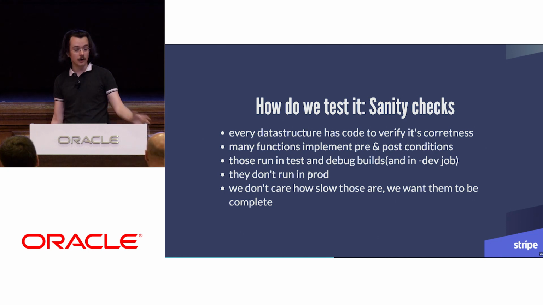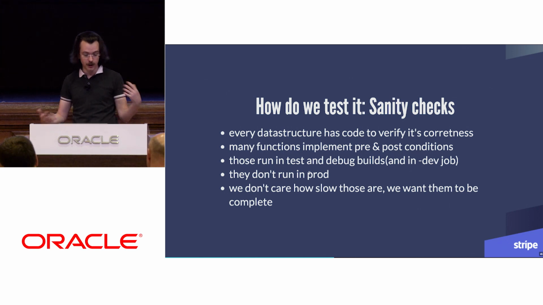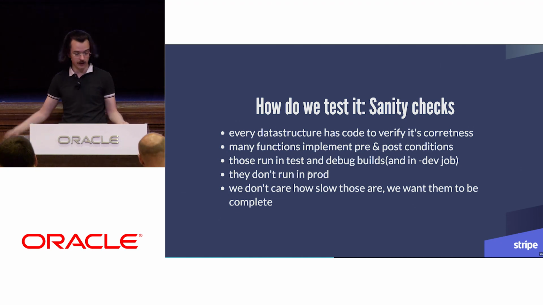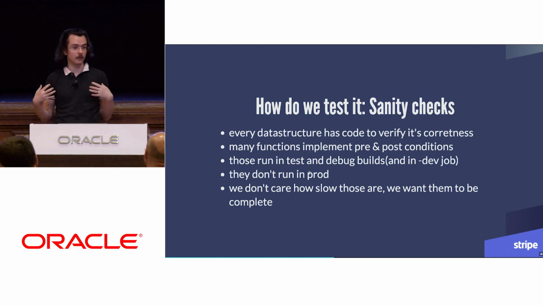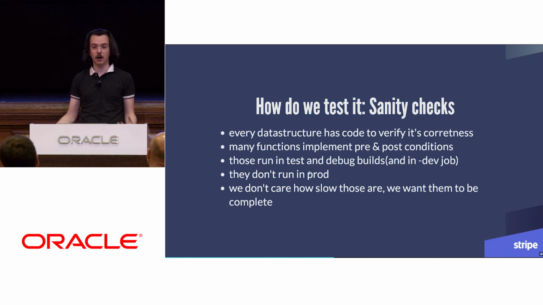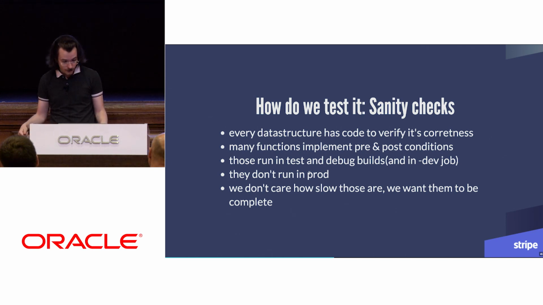Every data structure that has at least some lifetime has a way to verify itself. Many functions implement pre and post conditions through enforces, and those run in debug builds, and they used to run on our mono repo in a dev job that used to take longer than the normal one. They do not run in prod. The intention here is to make it so that the developers don't feel threatened to write costly code there. Rather, they can write whatever they want so that they have as much safety as they want. So they shouldn't be afraid that it's going to be slow.